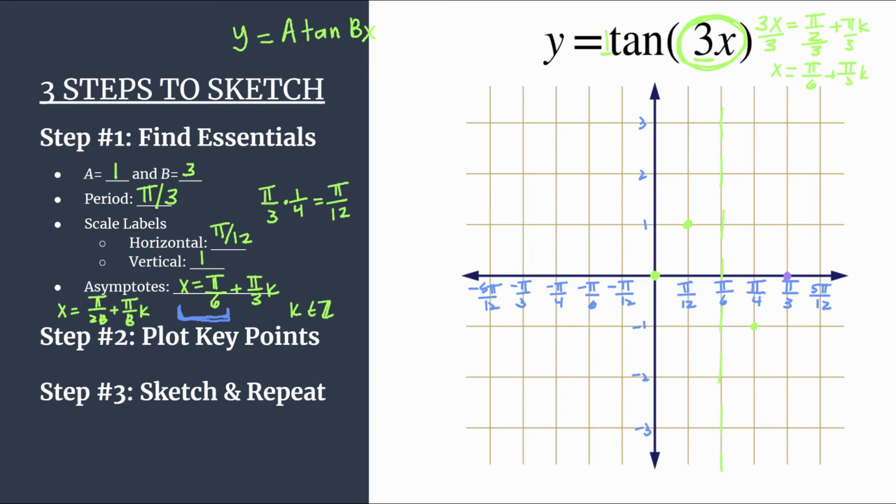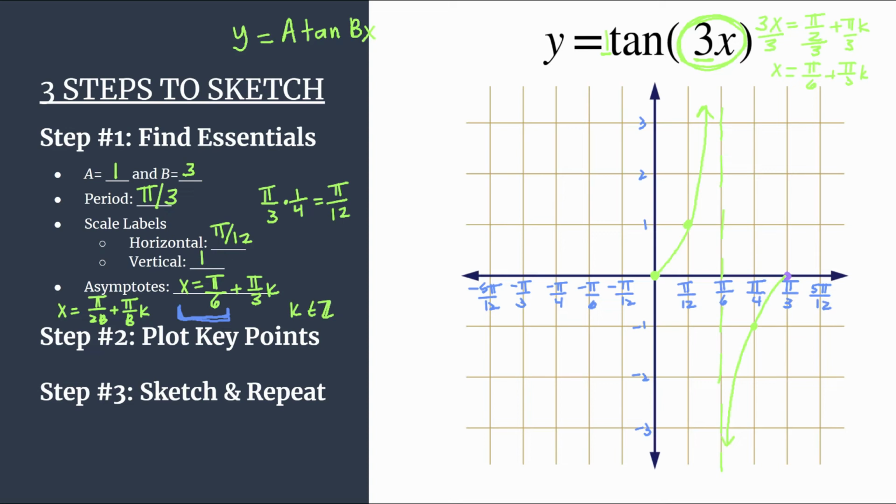Okay, so that is one complete cycle. Let's go ahead and move on to step 3 and sketch it. So we know our tangent curves from the 0 through that curve setting point, follows along the asymptote, jumps, comes back from the asymptote through the curve setting point to the next 0. So this is one full cycle of tangent.